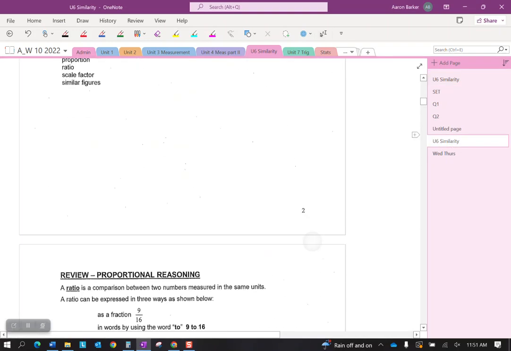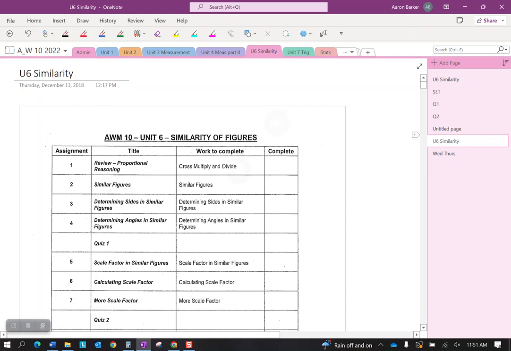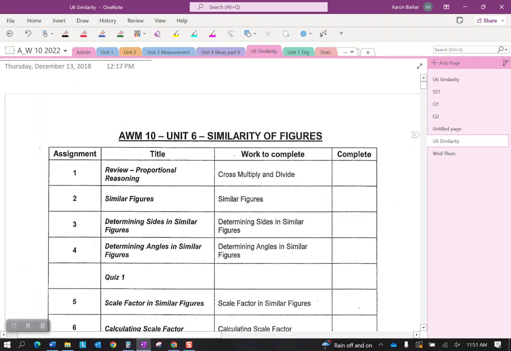A lot of this math you've already done with similar figures. What we're going to do is just apply it. So today we're going to work on cross multiplying and dividing for proportions. And then when we work on similar figures, what are they? How do you name them? How do you find corresponding sides? How do you find corresponding angles? That's what we're working on.